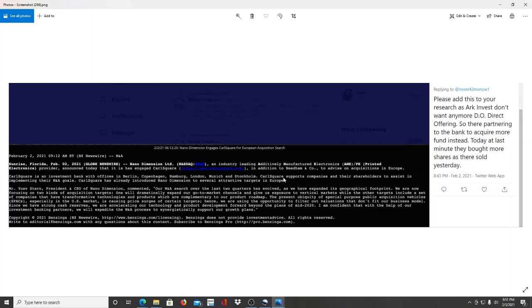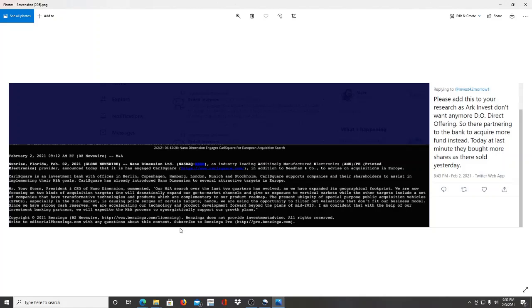Carl Square, right? It supports companies and their shareholders to assist in implementing their M&A goals. Carl Square has already introduced Nano Dimensions to several attractive targets in Europe. So Nano Dimensions is aiming to expand in Europe or partner up with a company in Europe and bring them over to the US market, or bring Nano Dimensions from the US market over to the Europe market, right? So that's a big deal.